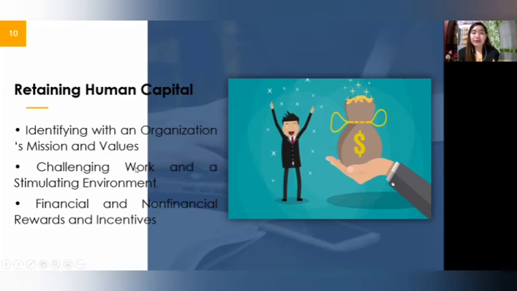Everything in here includes retaining human capital, because your human capital needs some encouragement in order for them to stay with you through the hardship inside your organization or inside the company.